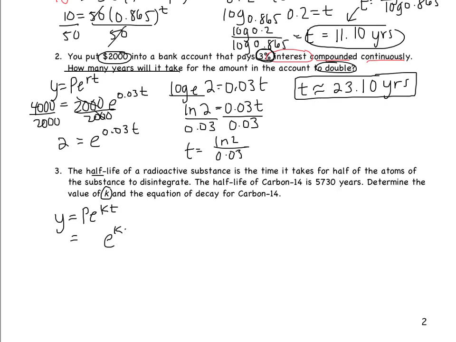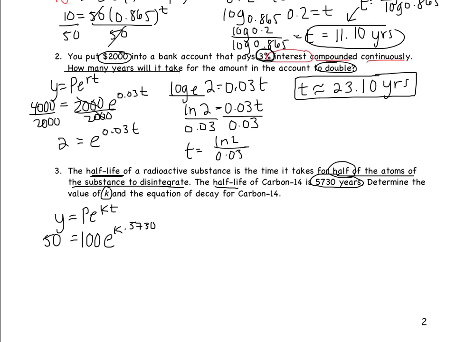So it says the half-life of a substance is the time it takes for half of the atoms of the substance to disintegrate. Okay, so let me pick a starting amount. It doesn't matter what my starting amount is. Let's say that I started with 100 grams. Okay, so then if half of the atoms disintegrate, it means half are remaining. So if half remain, that means 50 remain. So I started with 100, 50 disintegrated, 50 remained. And then it says the half-life is 5,730 years. So it's going to be K times 5,730.